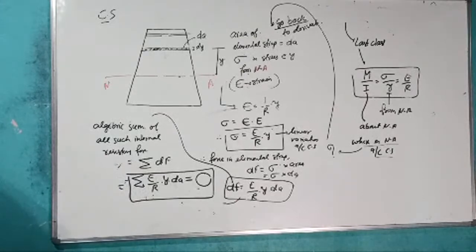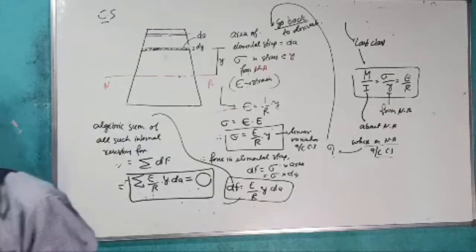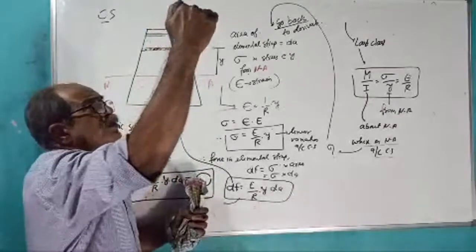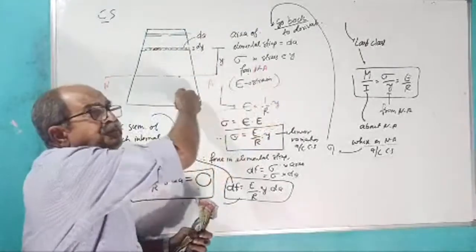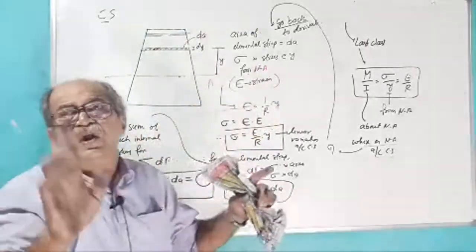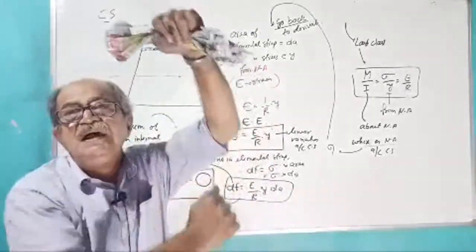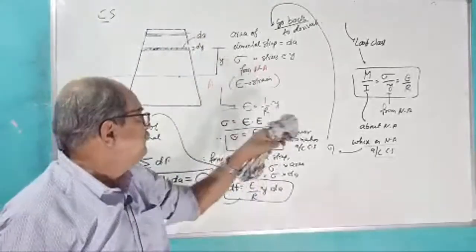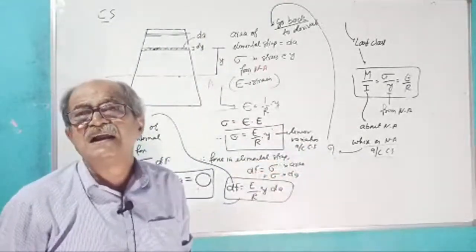Clear or not? This should be 0. See, force is 0, moment is not 0. Common sense: upper side whatever force this way, lower side same force this way. Force wise 0, but they are equal and opposite. It will create a couple. The couple is already discussed. Internal resisting moment.